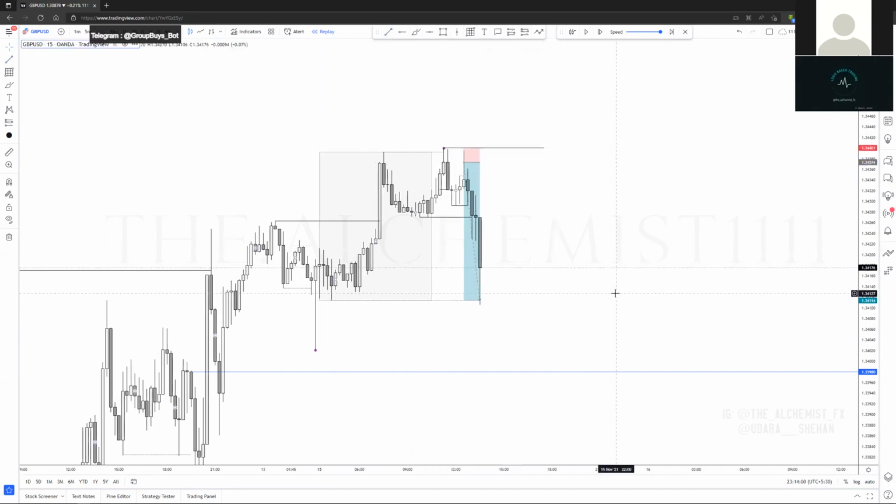Now we don't care, because we're not going to trade it anyway. We will be monitoring price action only, until next day's Asia ends.